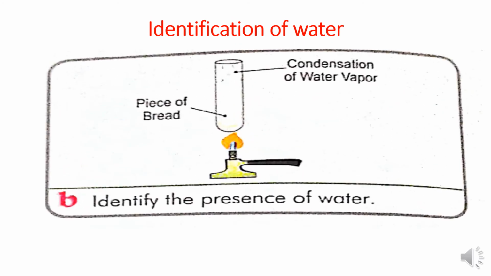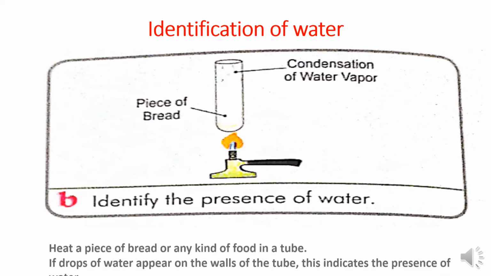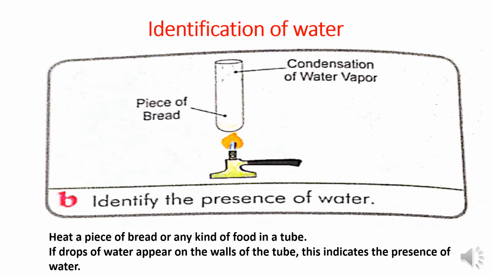Identification of water. After heating a piece of bread in a test tube, water droplets appear on the walls of the test tube. This indicates that bread contains water. In order to identify the presence of water in any food, heat a piece of bread or any kind of food in a test tube. If drops of water appear on the walls of the tube, this indicates the presence of water.